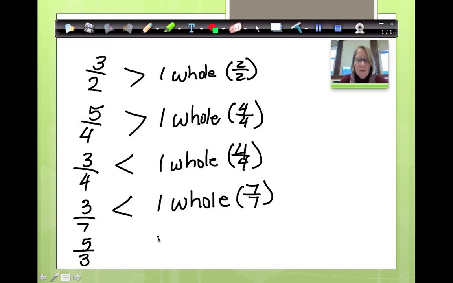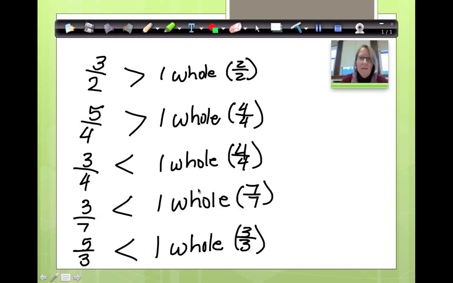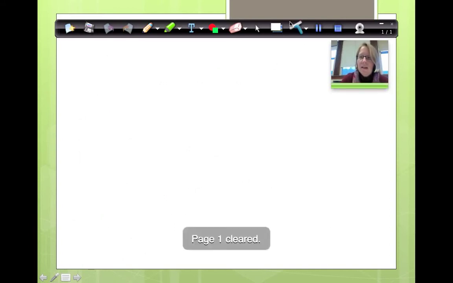Okay, last one. What about 5/3? How many thirds does it take to make a whole? It takes 3/3 to make 1 whole. So 3/3 are needed to make 1 whole. 5 is greater than 3. So 5/3 is greater than 1 whole. Good. Now let's do our application problem.